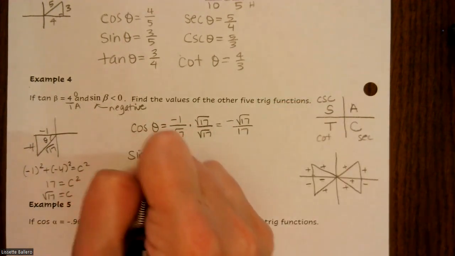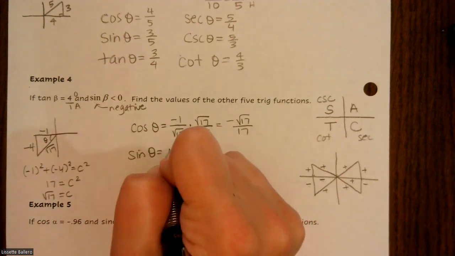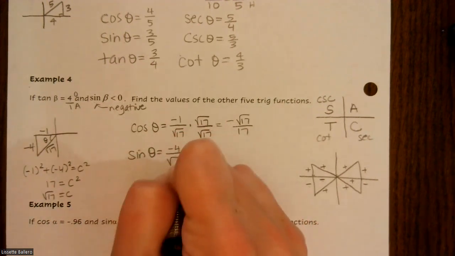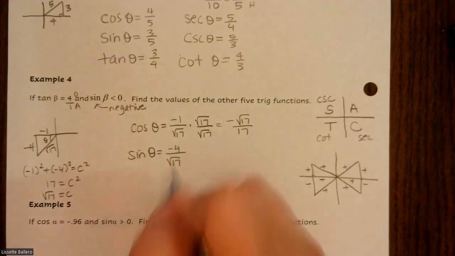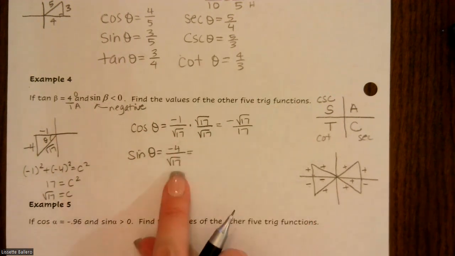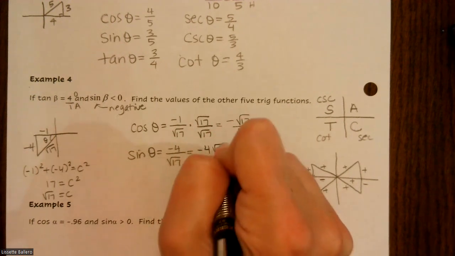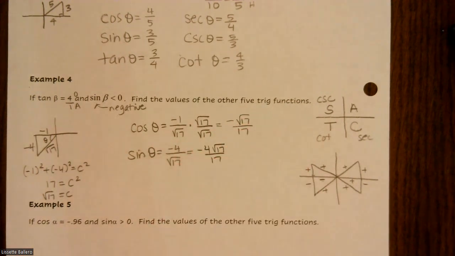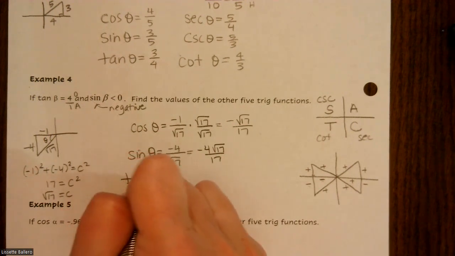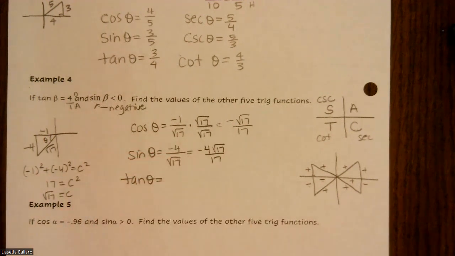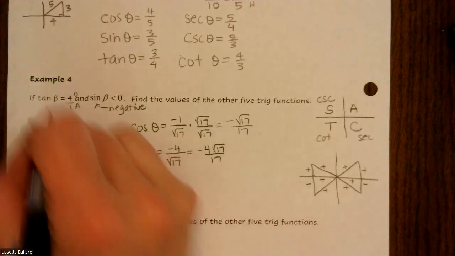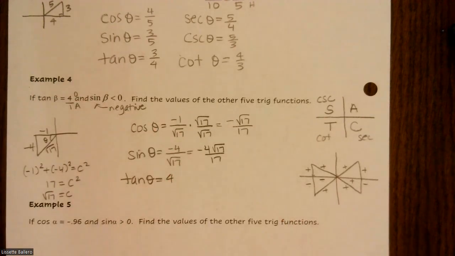Then we go with our sine. That is opposite, and so that's -4 over hypotenuse, which is the square root of 17. Again, I need to rationalize this. And so I'm going to end up with -4√17 over 17. Then we go to the tangent. And so that is opposite over adjacent. They already gave us that one, which was 4.